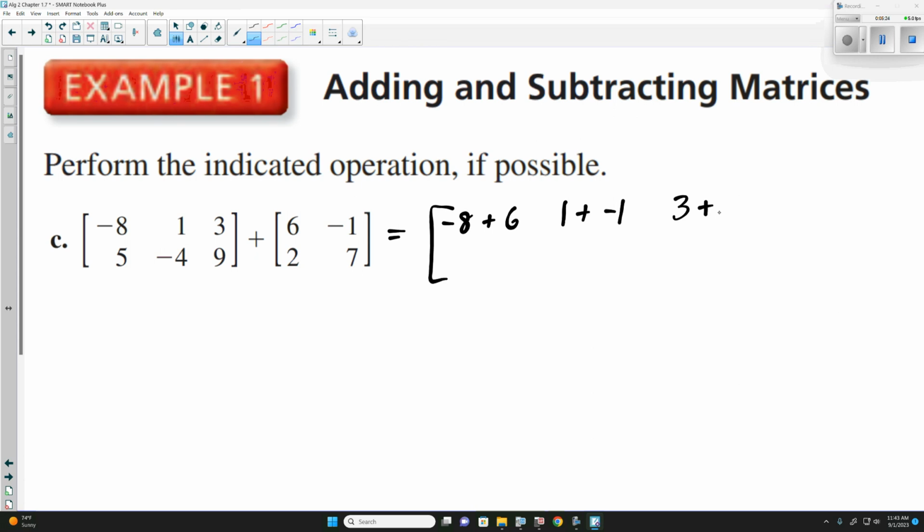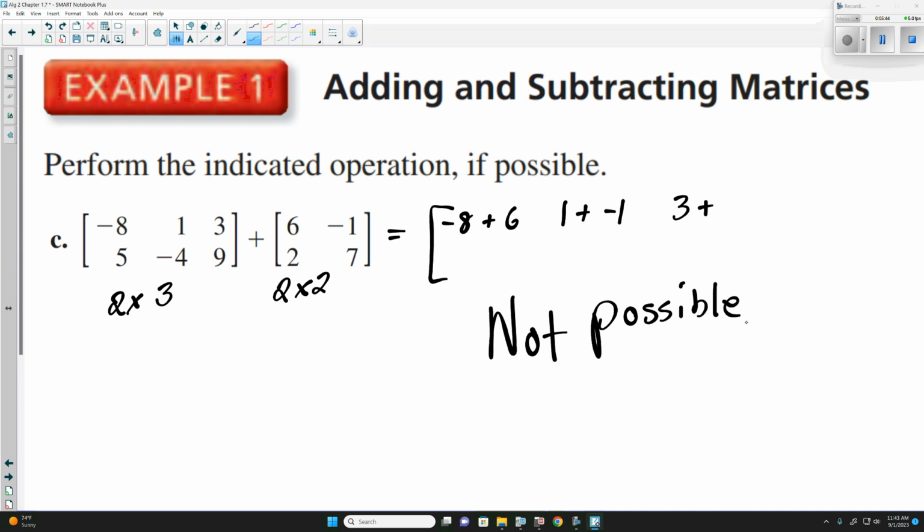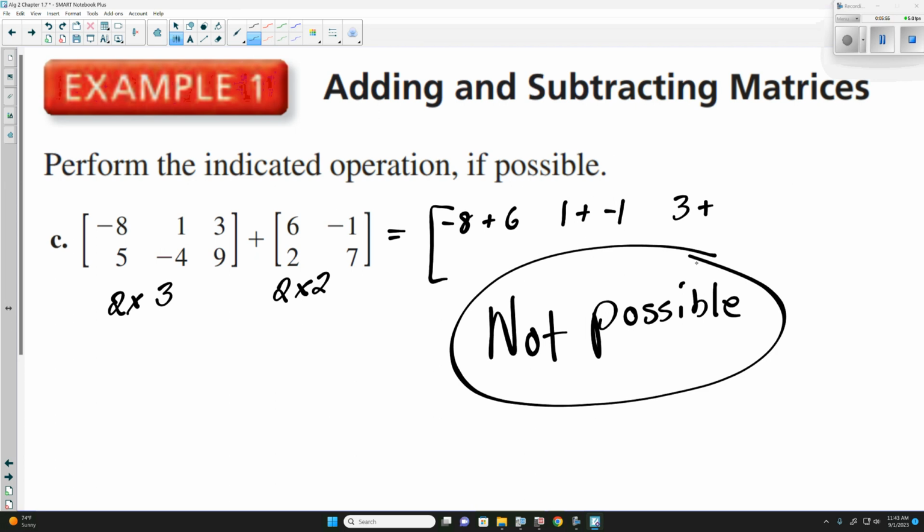doesn't work. Because our first one is a 2 by 3 and the other one is a 2 by 2. If the dimensions are not the same, it is not possible. Not possible, no solution. Really, we just say not possible. And that's it. Because if we try to put something there to make it work, we would be changing what the matrix was, and we cannot do that.